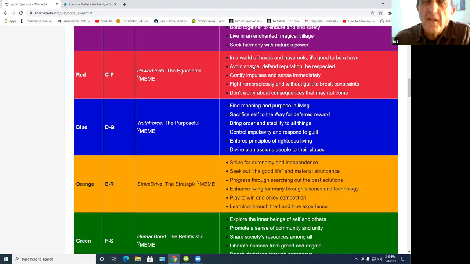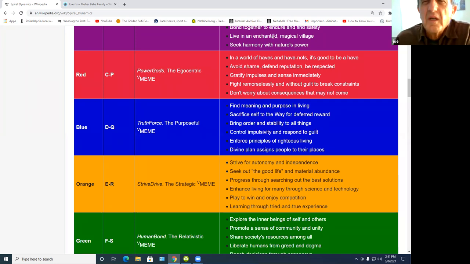And so again, it alternates between the individual and the collective. This blue phase is collective, it's communal, and it's called purposeful meaning. Here a whole different way of what's valued comes out, and it's finding meaning and purpose in living, sacrificing yourself to the way, whatever that way is, for deferred reward. You can see Christianity here, bringing order, stability. This is one of the main things, because at the red stage, chaos could break out, war could break out at any time, just based on the whim and ego needs of the leader or leaders.